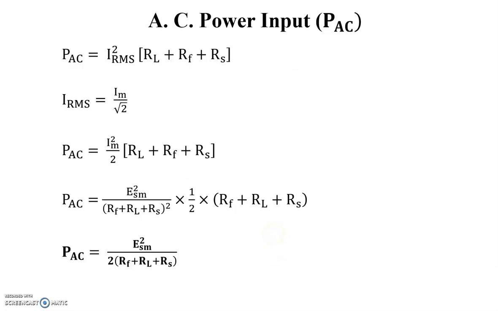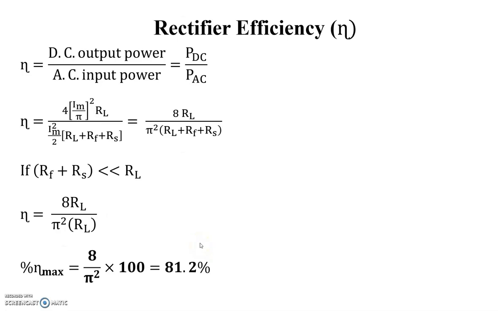Next we will move on to the AC power input. This is nothing but IRMS squared into the total resistance value. What is IRMS? Im by root 2, just substitute. And what is Im? ESM by RF plus RL plus RS. Substitute this and cancel the common values. Finally, simplifying, we get PAC equal to ESM square by 2 into (RF plus RL plus RS). Next we will move on to the efficiency of the rectifier.